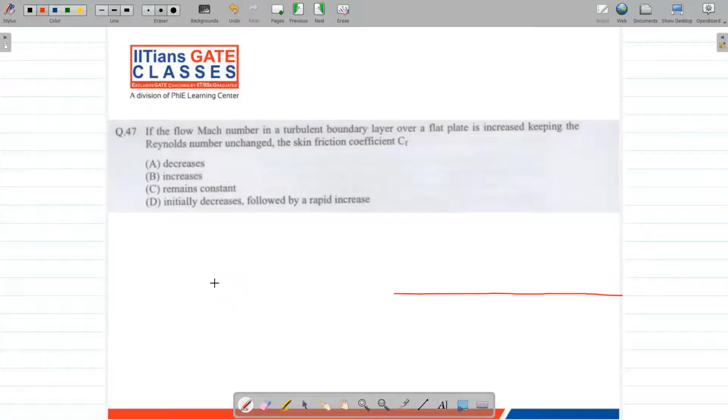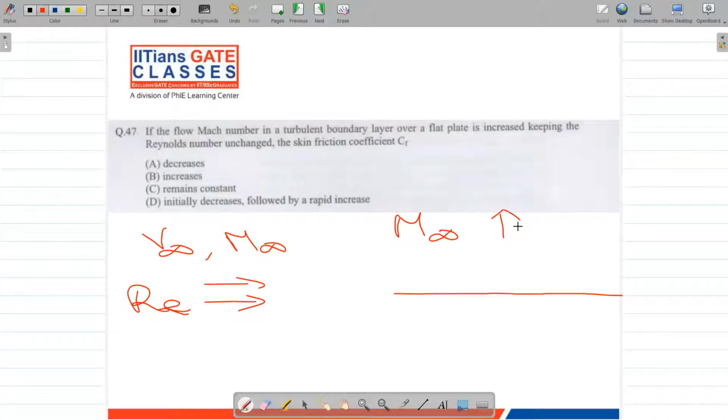So you have a flat plate and you have a free stream coming in with some velocity V infinity and some Mach number M infinity, and let's say the Reynolds number given by Re. What they're saying is that I keep increasing my M infinity. So M infinity is kept increasing while my Reynolds number is kept constant.